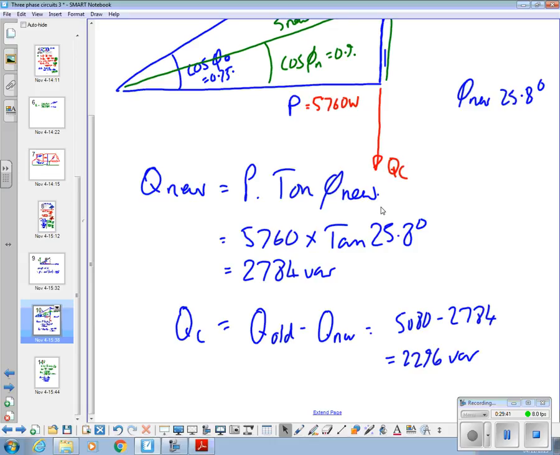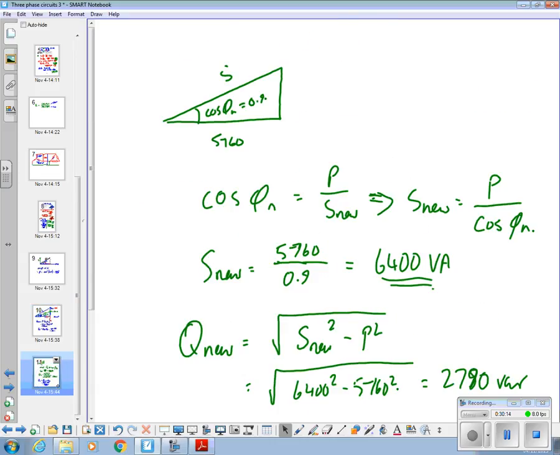QC is what the question's asking for, so that must be the difference between the old Q and the new Q. Then in my worked answer, S new is found the same way as Matt found it, using Pythagoras' theorem. 62 something VA.